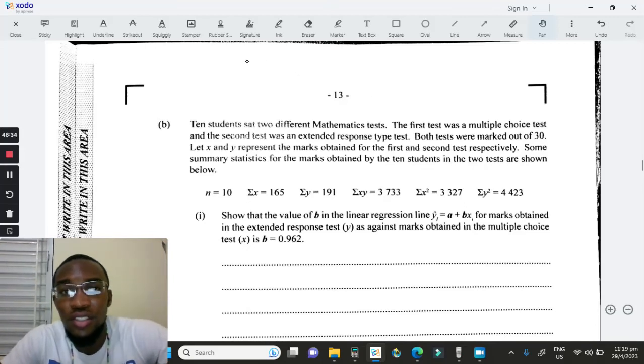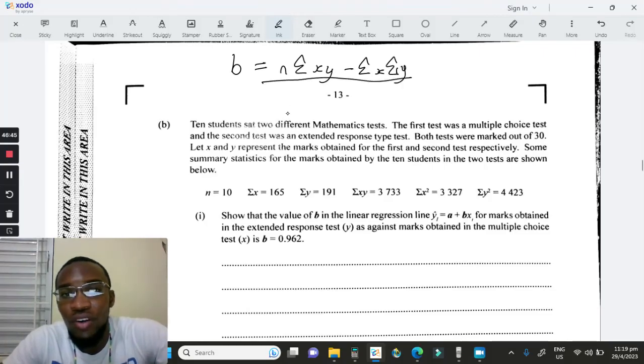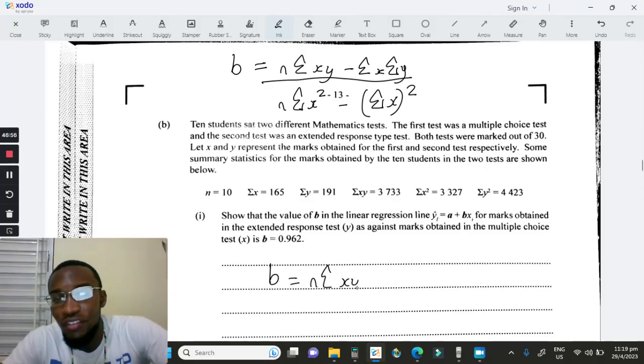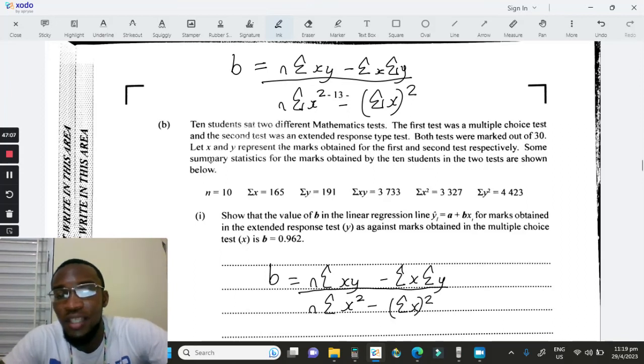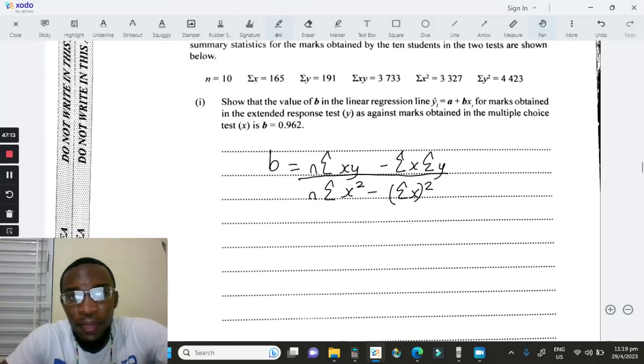Now to do this question, you just need to remember the formula. Remember, b is equal to n times the sum of xy minus the sum of x times the sum of y, over n times the sum of x squared minus the sum of x, all squared. That's the formula for b. That's the formula used to find b. So now you can go ahead and work it out.